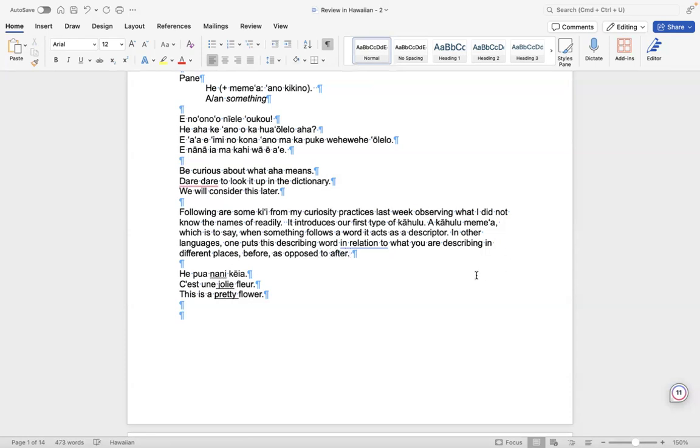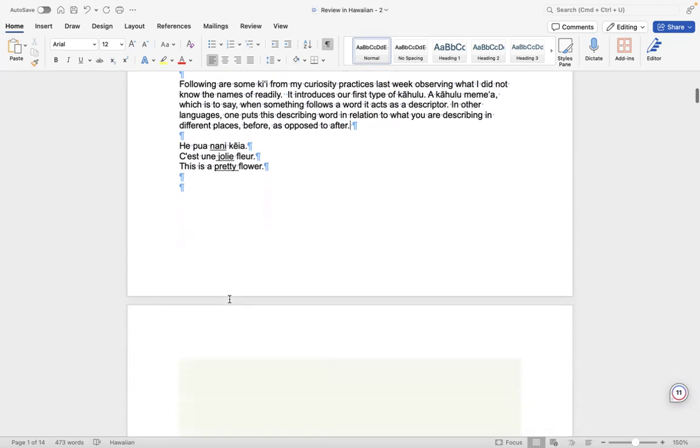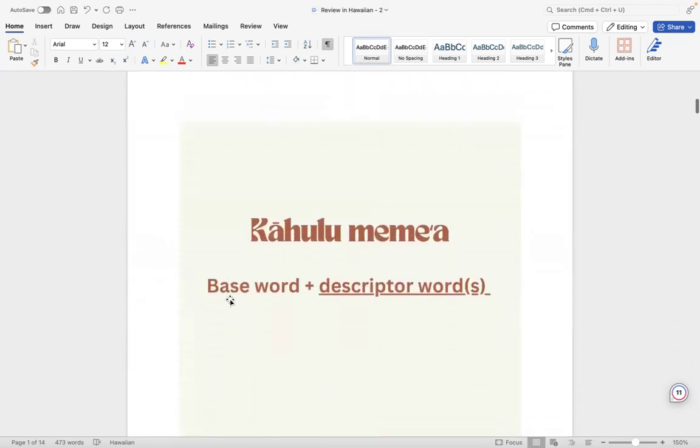Excuse me as I edit as I go along. He pua nani kēia. This is a pretty flower. So in Hawaiian, the nani comes after what you're describing. He pua nani. In French, c'est une jolie fleur. Jolie, which is the word for pretty in French, comes before. And it's also the same way in English. The describing word goes before. This is a pretty flower. So I made some pretty kiʻi.